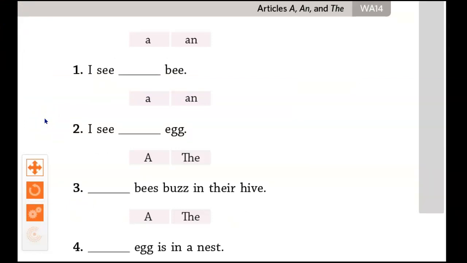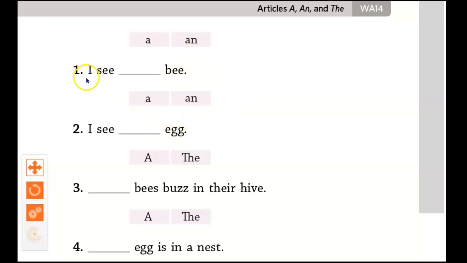So in this part, we're going to practice seeing which article to use where. And let's see if we can figure out which ones we need to use for each one. Remember our rule for a and an. If your noun starts with an A, E, I, O, or U, you have to use the word an. All right, so pay attention. So our nouns are bee and egg.